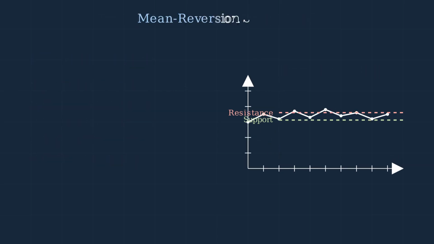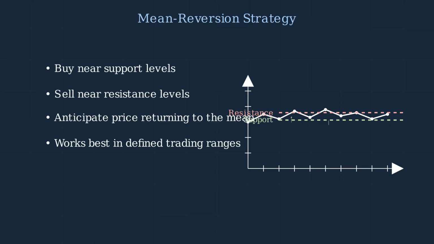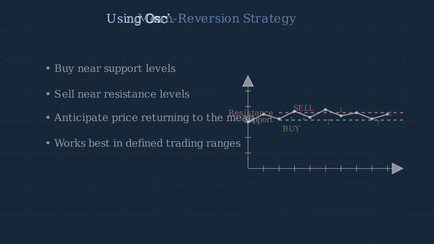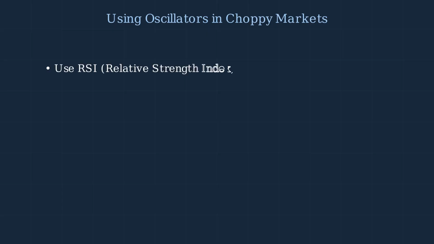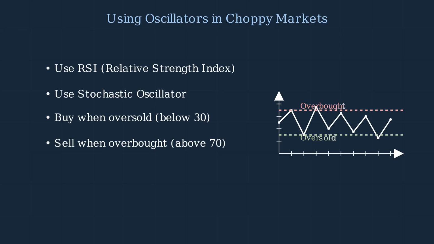Mean reversion strategies work well in choppy markets. The basic concept is to buy near support and sell near resistance, anticipating that prices will return to their average. Oscillator indicators like RSI and stochastic work exceptionally well in range-bound markets. They help identify overbought and oversold conditions, providing clear buy and sell signals.